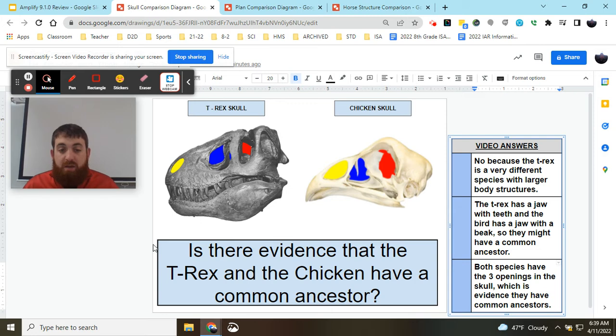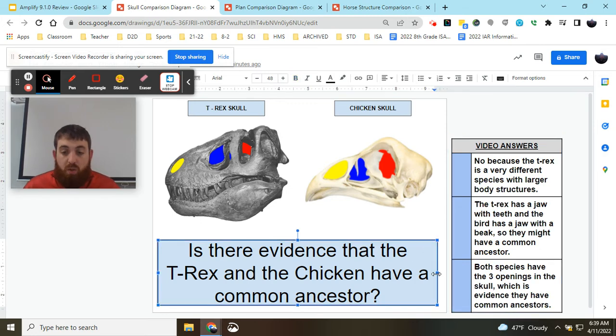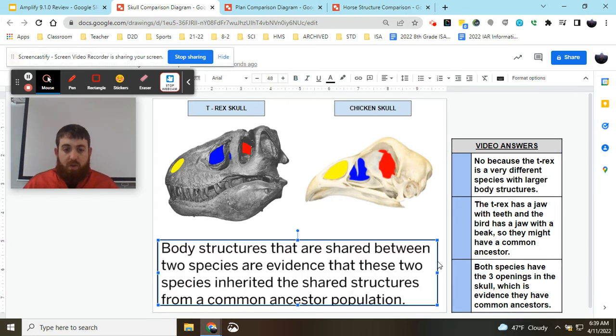All right, do you think you got it? Let's go ahead and take a look. So we know that body structures that are shared between two species are evidence that these two species inherited the shared structures from a common ancestor. First and foremost, just because the structures of a T-Rex are larger than a chicken doesn't mean that they're not shared in some way. Just because the T-Rex was larger doesn't mean that the species are too different to have a common ancestor. The T-Rex has a jaw with teeth and the bird has a jaw with a beak, so they might have a common ancestor.